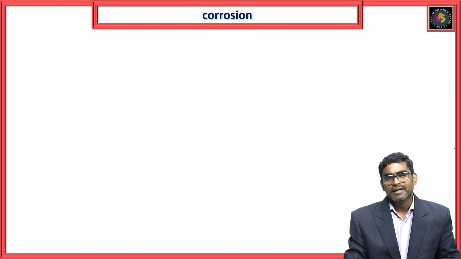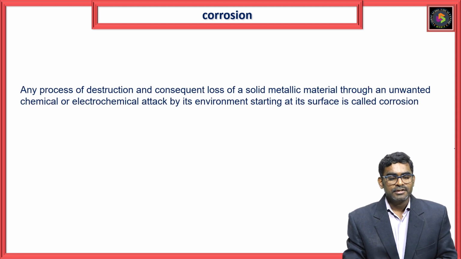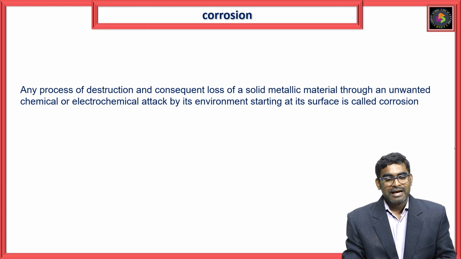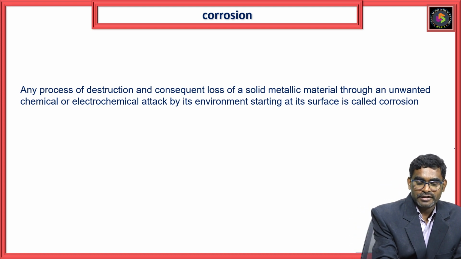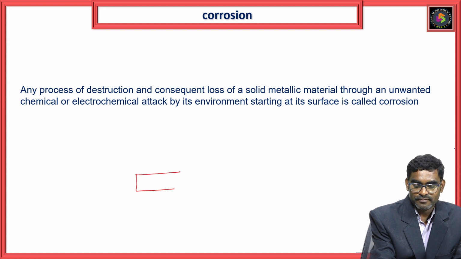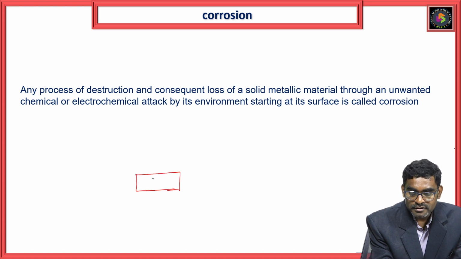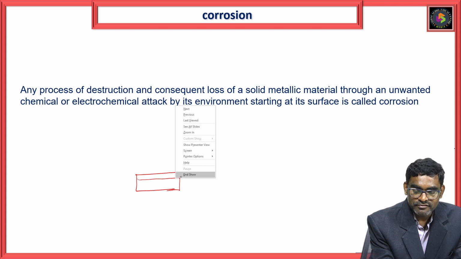So, what is this corrosion exactly? Corrosion is any process of destruction and consequent loss of a solid metallic material through an unwanted chemical or electrochemical attack by its environment, starting at its surface. This means corrosion is a surface phenomenon, because suppose I take a piece of metal, that is iron. Assume this part as the surface of iron.